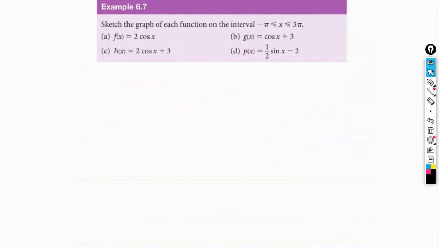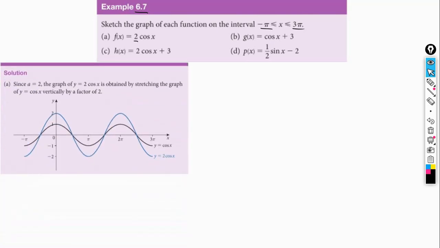So now we continue with example 6.7, and it says, sketch the graph of each function on the interval minus pi to 3 pi. Letter A, f of x equals 2 times cosine of x. So remember that this 2 that is multiplying cosine is going to affect the amplitude. Normally cosine has an amplitude of 1 because it goes from -1 to 1 as the range. So we should have the same cosine function but stretched by a factor of 2 in the vertical sense. So let's take a look at that graph.